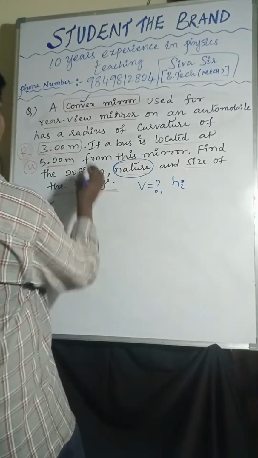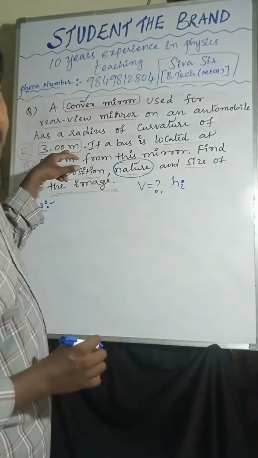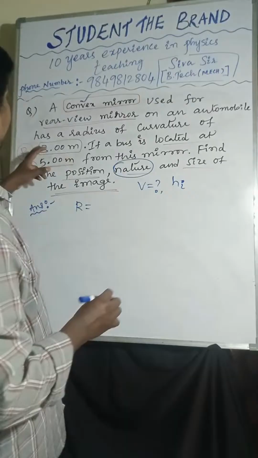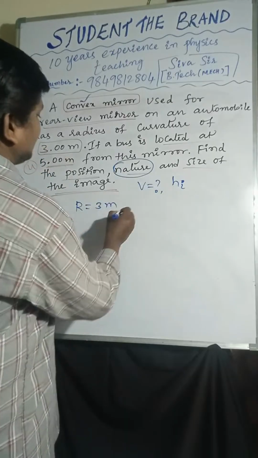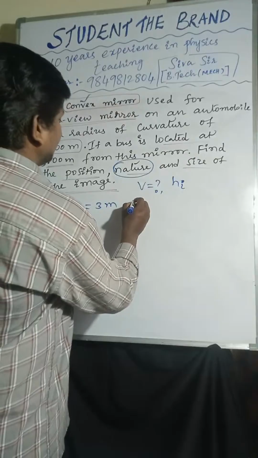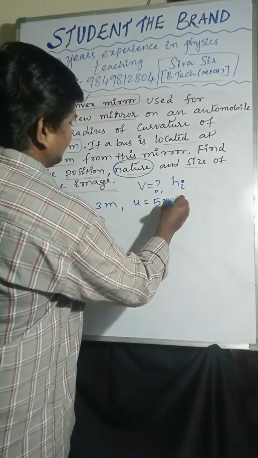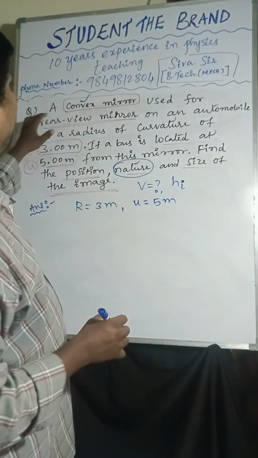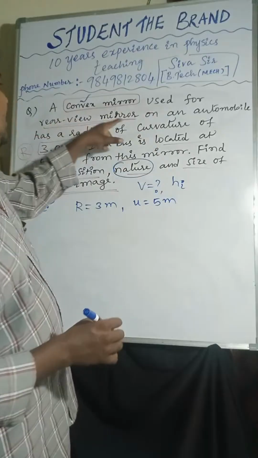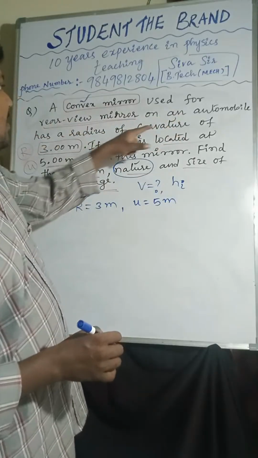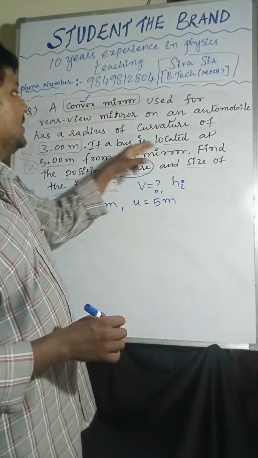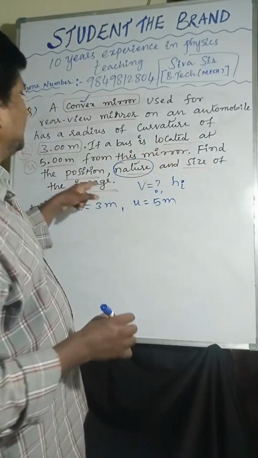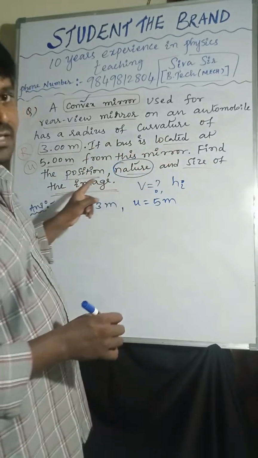First of all, write the given data. Radius of curvature is given, right? How much is the radius of curvature? Radius of curvature is 3 meter, and object distance is 5 meter. So anyway, all are in the SI system only. Once again, a convex mirror used for rear view mirror on an automobile has a radius of curvature of 3 meter. If a bus is located, the object distance is given from this mirror. Find the position, nature and size of the image.